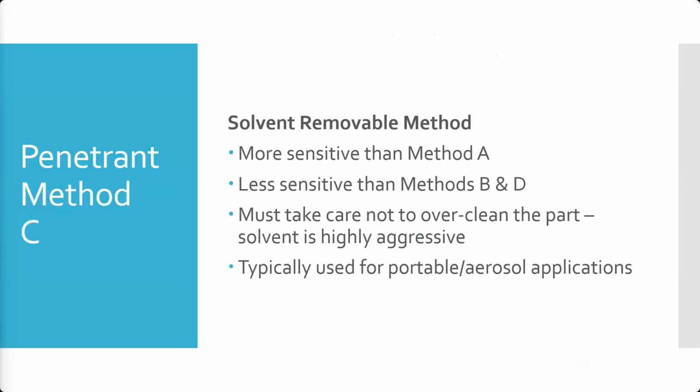So I'm going to skip to method C because this is the other one we're going to do, and this is the other one that's common in industry. Method C is more sensitive than method A. It can be the same sensitivity, but you can get it slightly higher. It's still less sensitive than methods B or D. So on that scale of half, 1, 2, 3, or 4, solvent removable, the cap on that is a level 3. So that's where it's a little bit less sensitive than B and D, which can achieve level 4.